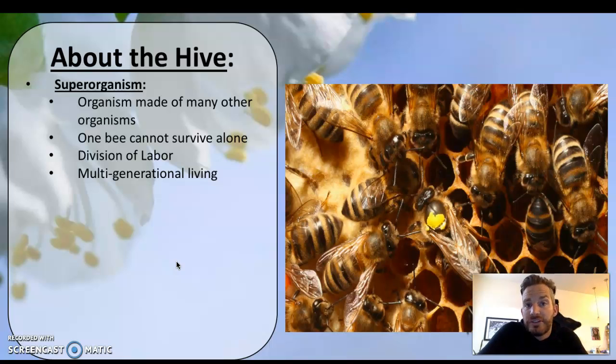There's multi-generational living all within the superorganism. That means there are elderly bees, middle-aged bees, and baby bees. Baby bees, the idea of that is kind of cute. But they're all living together, and we don't often see that outside of these superorganisms. The young are cared for cooperatively.